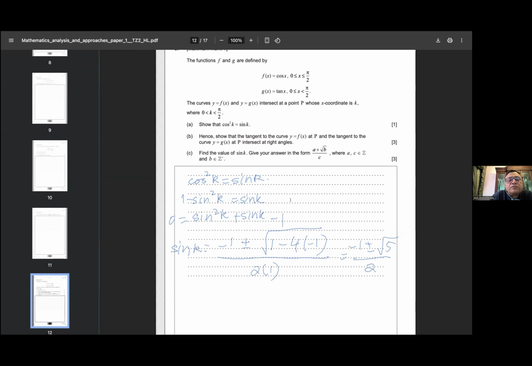What do we have to prove? A plus square root b over c, right? So a is minus 1, b is 5, and c is 2. So that's what you get. Is that clear? Great. So we can move on to the next question.